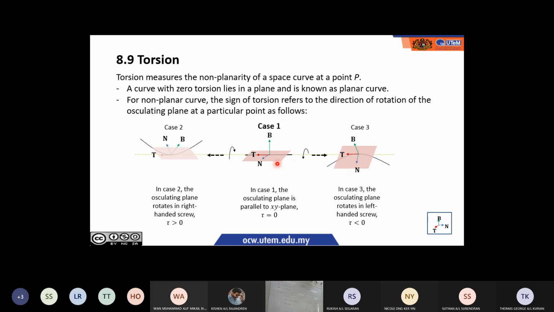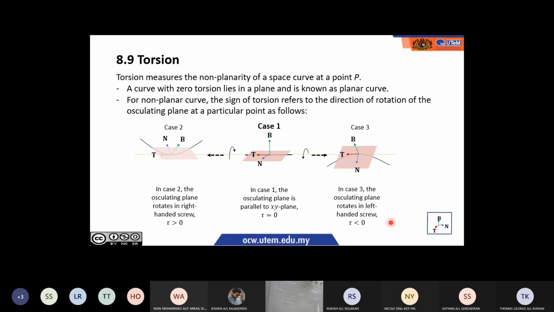And what is the sign? It depends on how it flips. What is the direction of the flip? In case 2, you see this plane flipped to the right-hand side. This is the moving direction, and this is the normal vector. When it moves in the opposite direction of the normal vector, you get a positive torsion. But if it moves in the same direction as the normal vector, flipped toward this end, that means your torsion is negative.